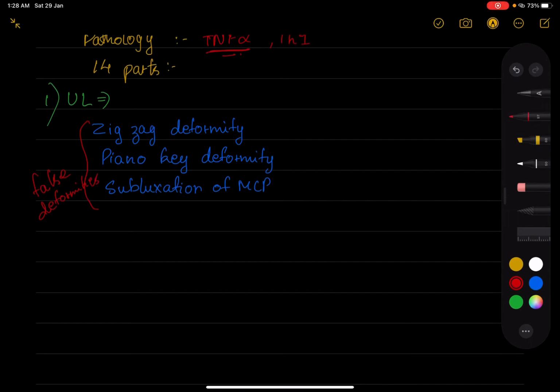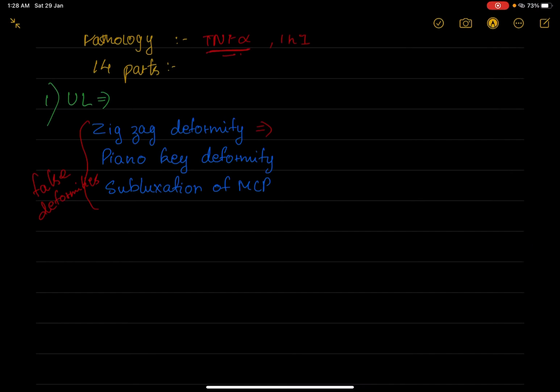Okay, so zigzag deformity manifests as radial deviation at wrist and ulnar deviation at MCP.